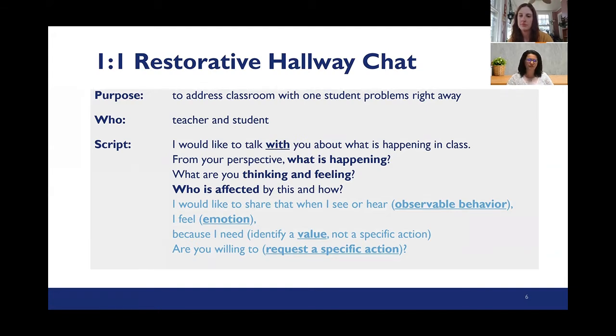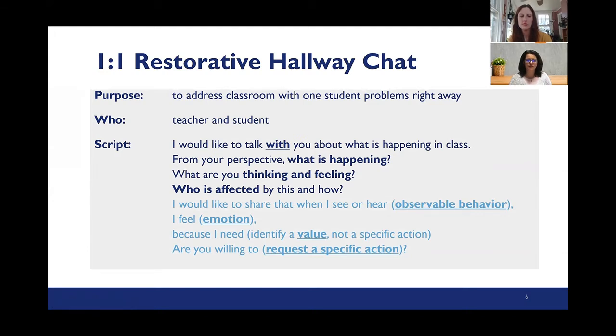What are you thinking and feeling right now? Who's being affected by this? How are they being affected? So all of these things elicit responses from the student. But the second part is where you help the student understand how this is affecting you.